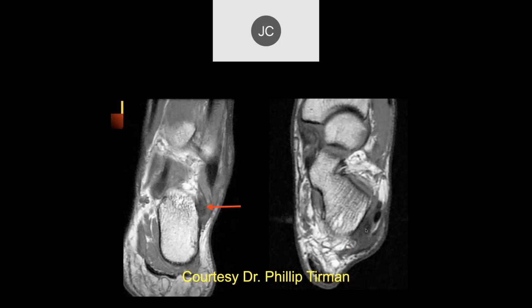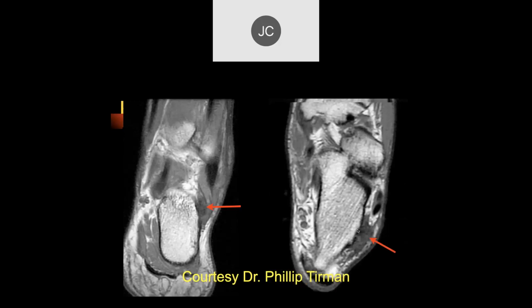Now, it could be that the muscle goes distally, but this patient had trauma, and this was a tear of the peroneus quartus insertion. And you can see the edema in the surrounding soft tissues here. And PD fat-sat images would be helpful.